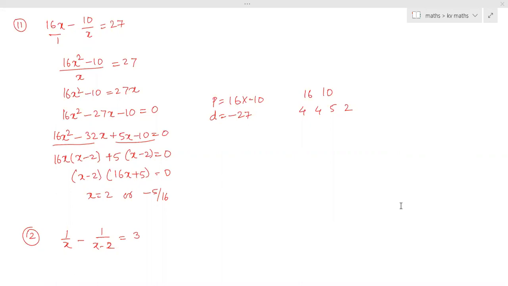Ma'am, x is minus 2 or 3. No. Ma'am, x is 2 by 3 and 1. No. Ma'am, x is 3 minus root 3 by 3. Plus or minus? Plus minus is also there, ma'am. 3 plus or minus root 3 by 3. Yes, right.